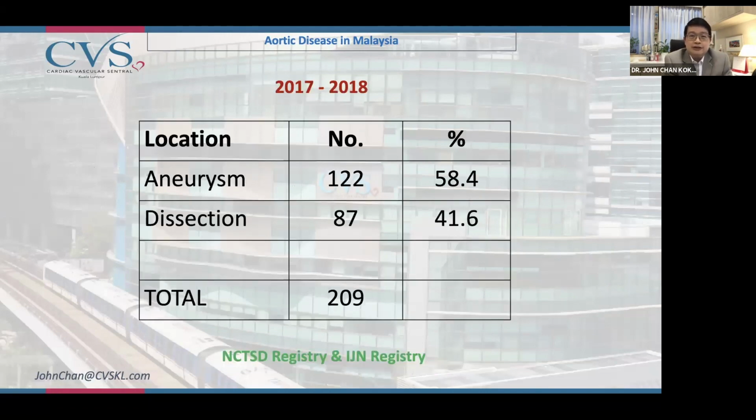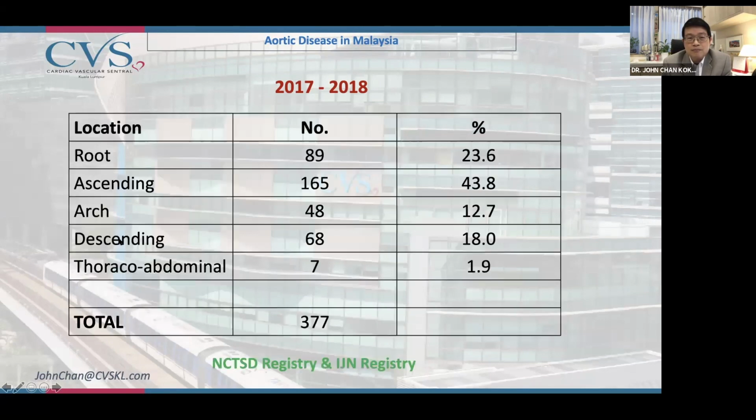And this gives an idea of the number of aortic surgeries we do in the country. Roughly, we do about 200 of these cases a year, and slightly more than half are for aortic aneurysms, and about 80 of these are for aortic dissections. And this breaks it down to the parts of the aorta where the surgery is involved. Most of it involves the ascending aorta and also the aortic root, and some of it the aortic arch, and a small number involves the descending thoracic aorta.